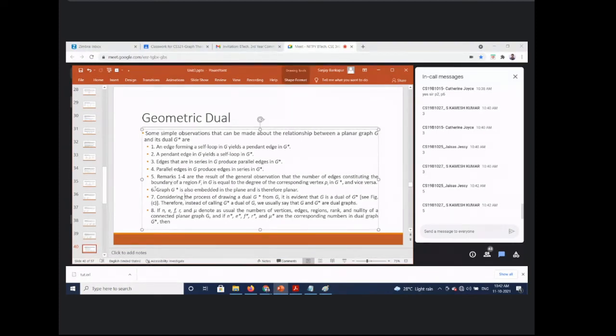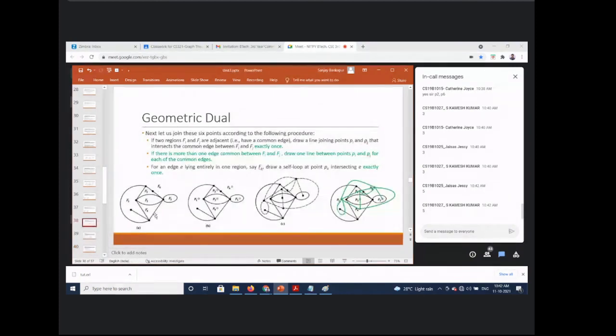One more important observation under graph G and geometric dual graph G star. Now moving to the 6th observation: graph G star is also embedded in the plane and is therefore planar. Yes, we made this observation, but we didn't put it under our list. Since the given graph was planar, the geometric dual is also planar, and vice versa is always true.